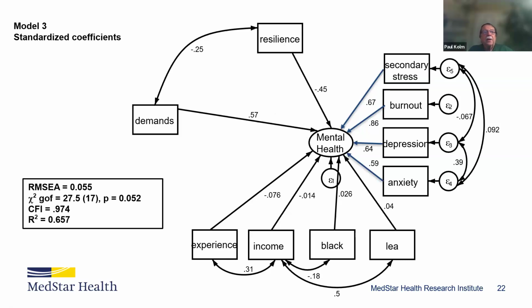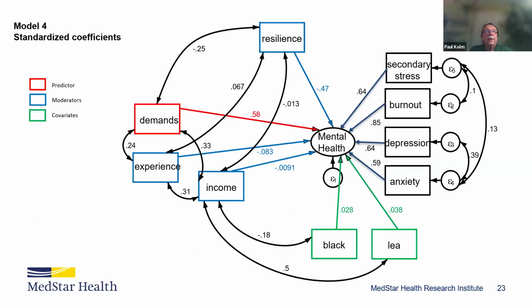Our chi-square is still pretty significant, somewhat significant, but our fit index and our mean square error are being reduced quite a bit. And then we go on here, and this time I color-coded the predictors so we know what's a predictor, what are moderators, and what are covariates.